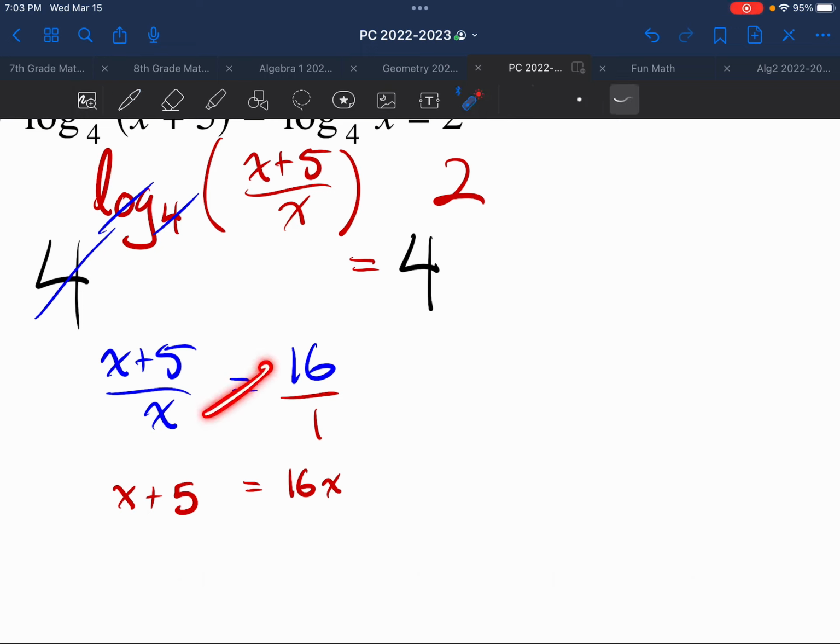This x just came up to the 16x, and this 1 just came up to the x plus 5, right? All right, so my equation is a little bit easier to solve. The x's seem to be on the right-hand side, so you, sir, need to be over there, or madame, I don't know the gender of that x.